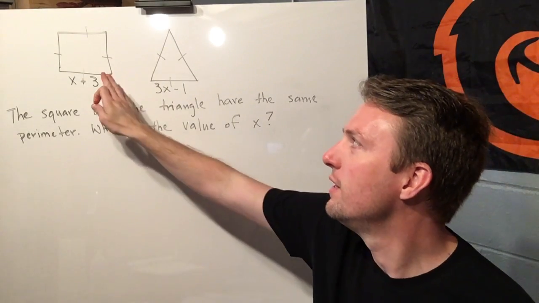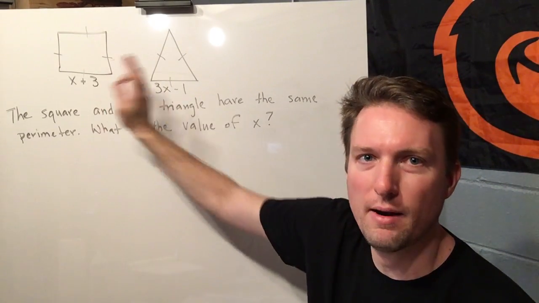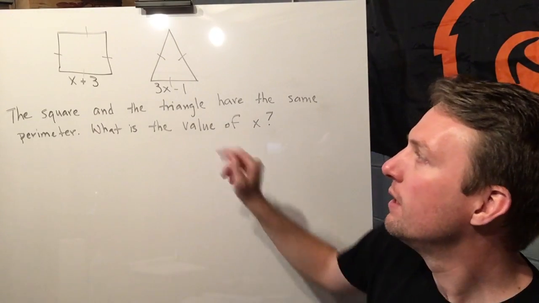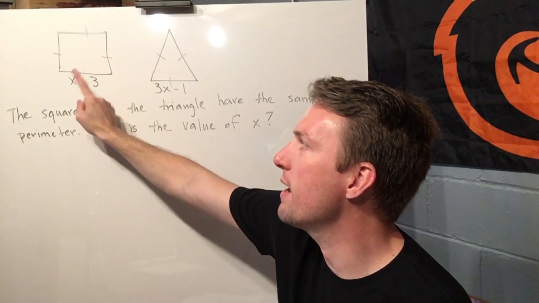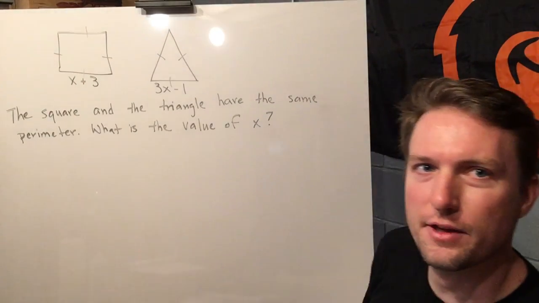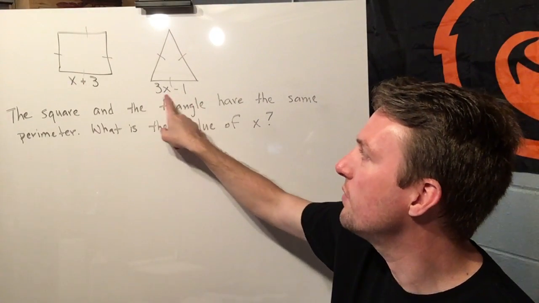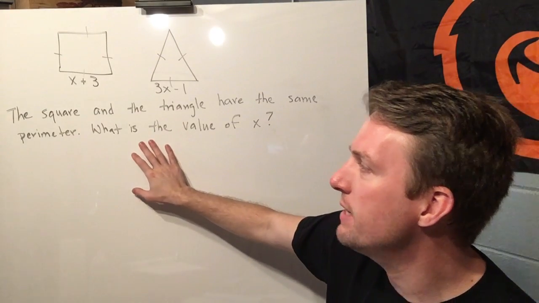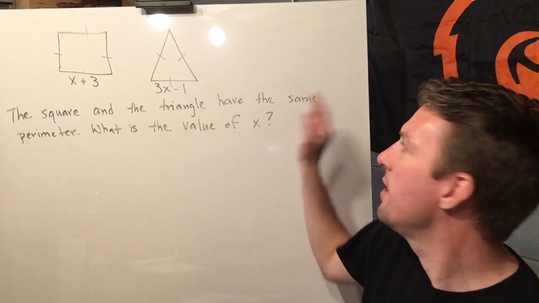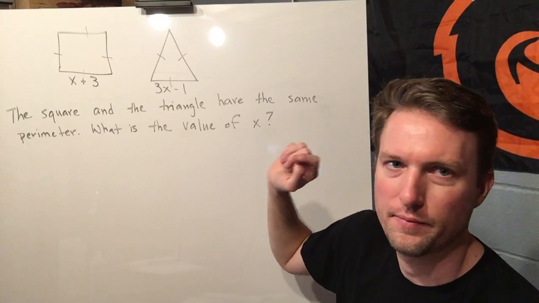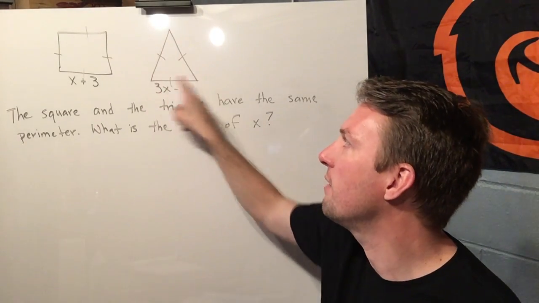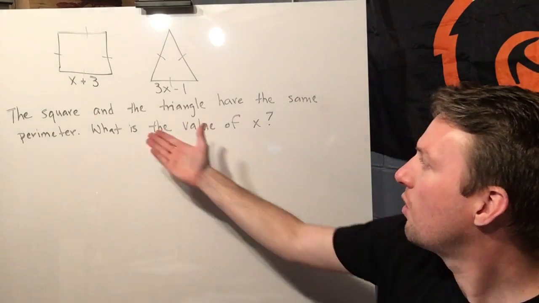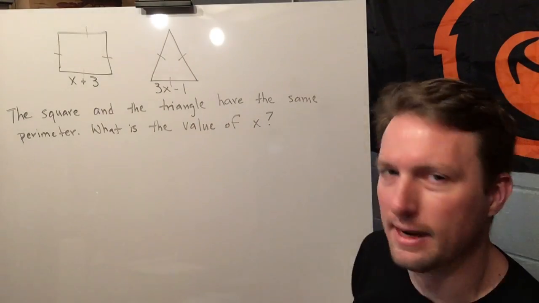In order to introduce you to this topic, I have excellently drawn two shapes. I have a square and a triangle. Thank you. Please hold your applause. One side of the square is x plus 3, and one side of the triangle is 3x minus 1. The square and the triangle have the same perimeter, the length around the outside of the shape. The question is, what is the value of x?